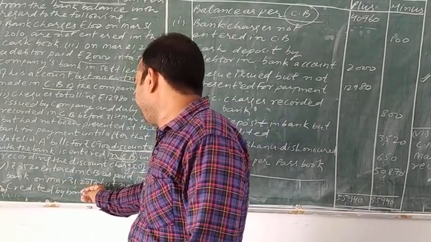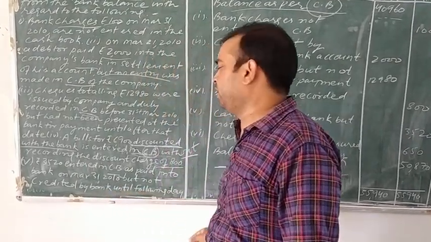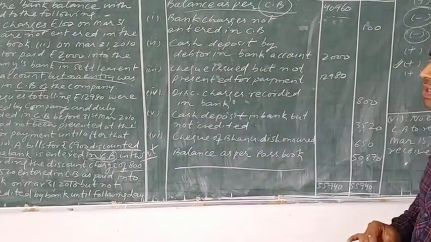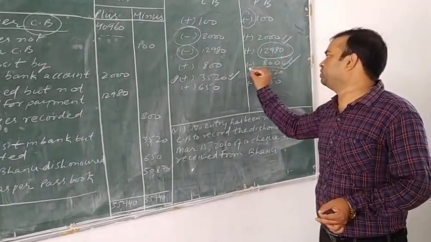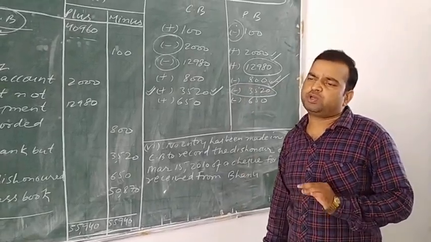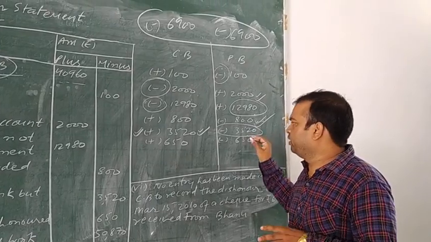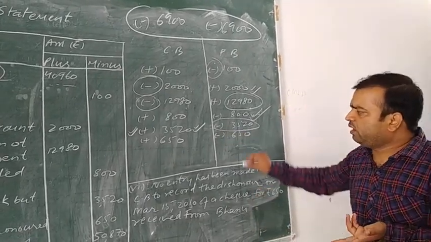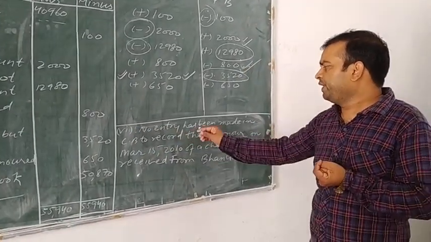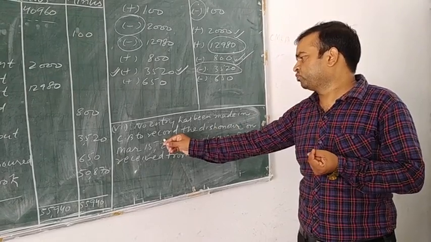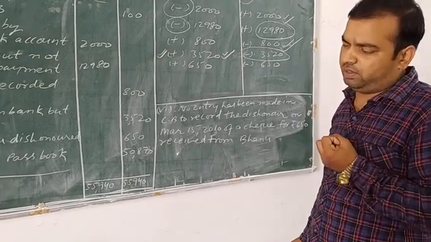On March 31st, 2010, but no credit by bank until the following day. But the credit of the same amount means the bank had not given credit of this 3,520, means the bank has not added this 3,520 in the past. Okay, so here we have to use the minus sign. Now the last transaction related to the question: no entry has been made in the cash book to record the dishonor, means bounce, cancellation.